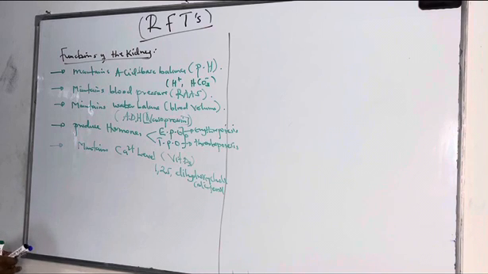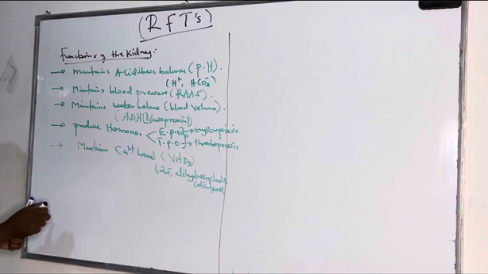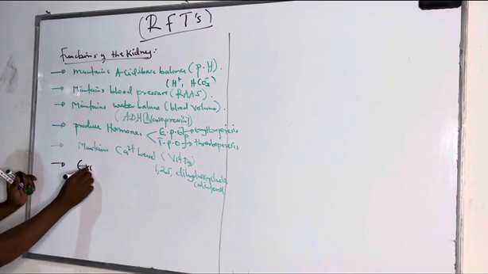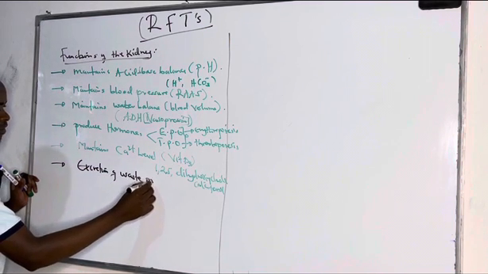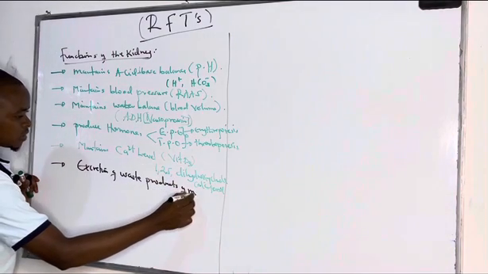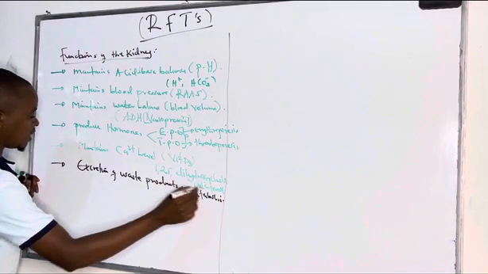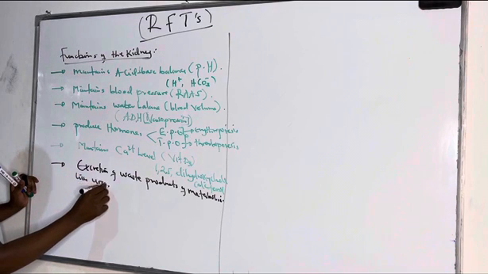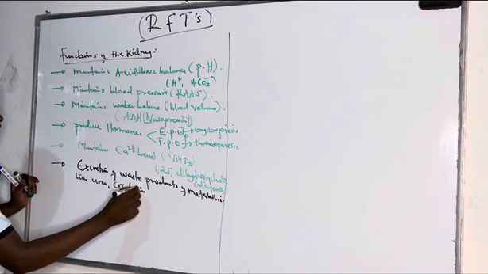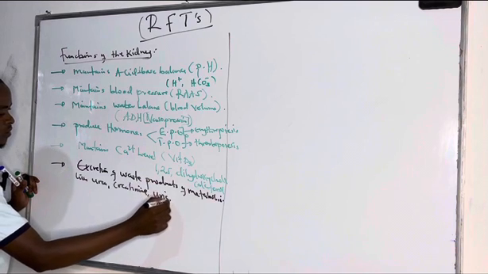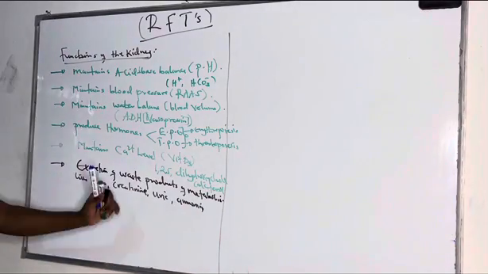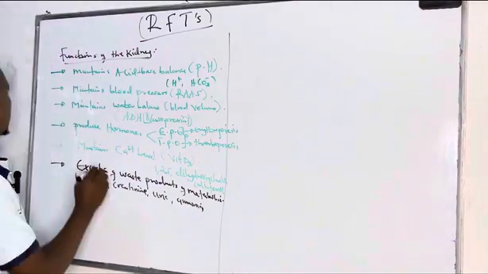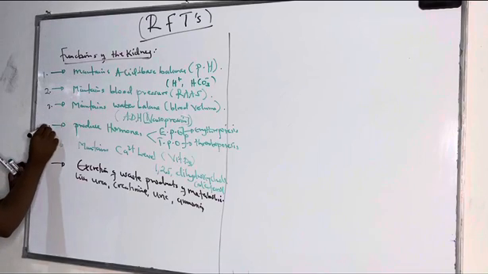So these are some of the functions of the kidney, not forgetting the major one, which is always excretion of waste products of metabolism. Waste products of metabolism are like urea, creatinine, uric acid, ammonia, all these, and drugs. All these are excreted by the kidney. So these are some of the functions we can talk about, functions of the kidney.